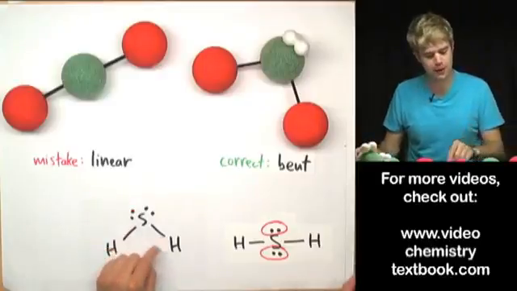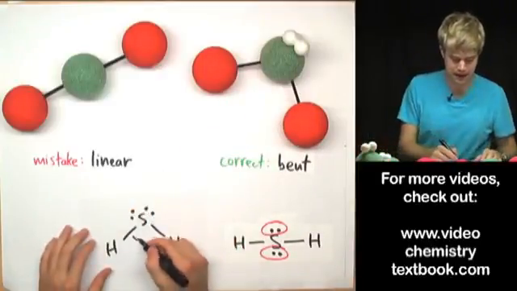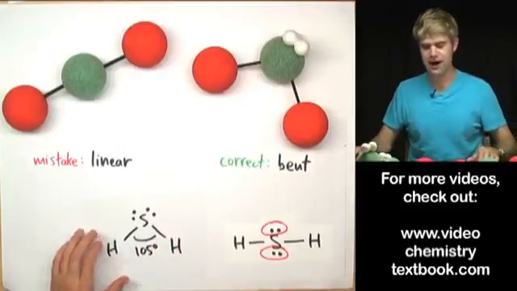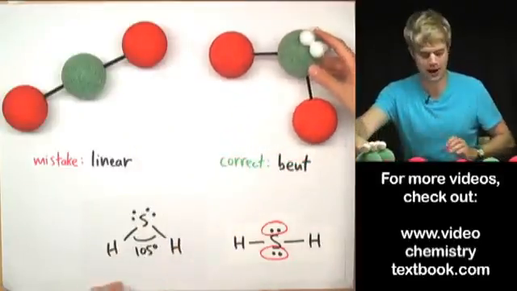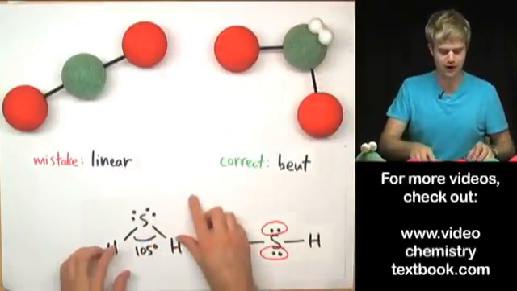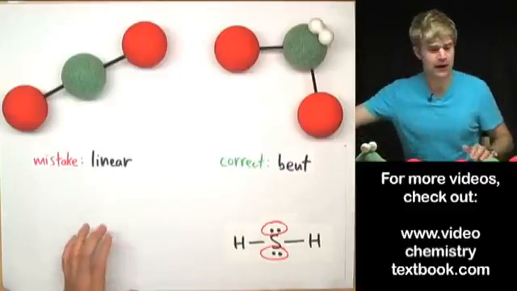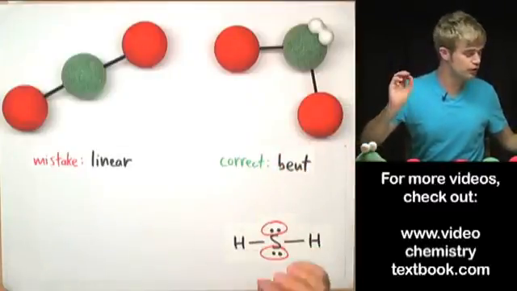And if we were doing this, we might want to show the angle between these bonds here. And this angle would be about 105 degrees. So a bent molecule like this with two unshared electron pairs and two atoms will have about 105 degrees between them. Okay?